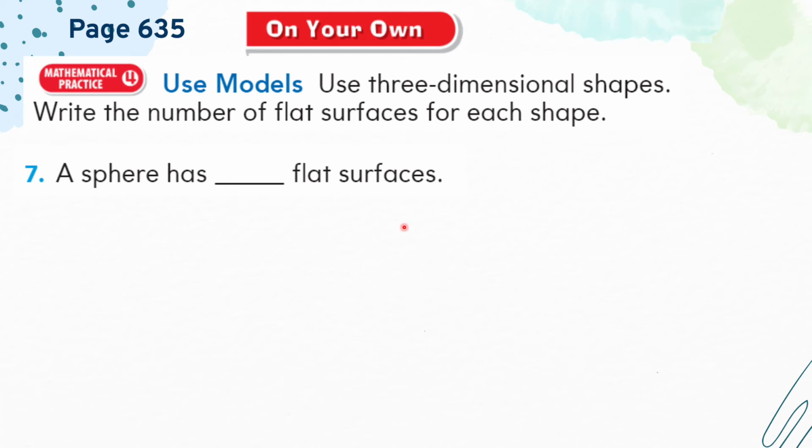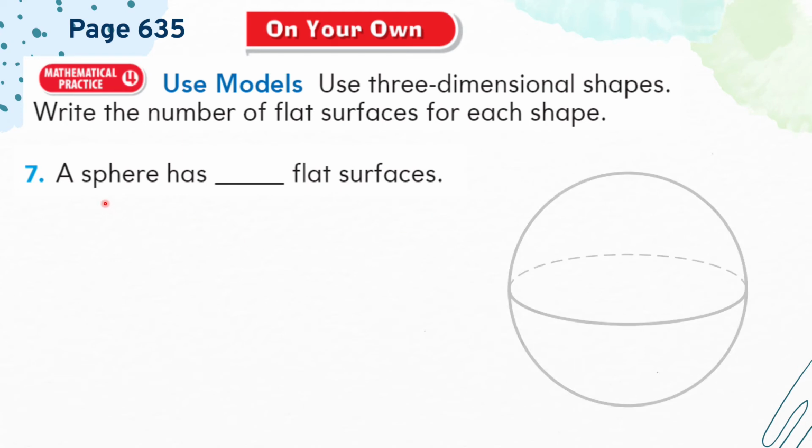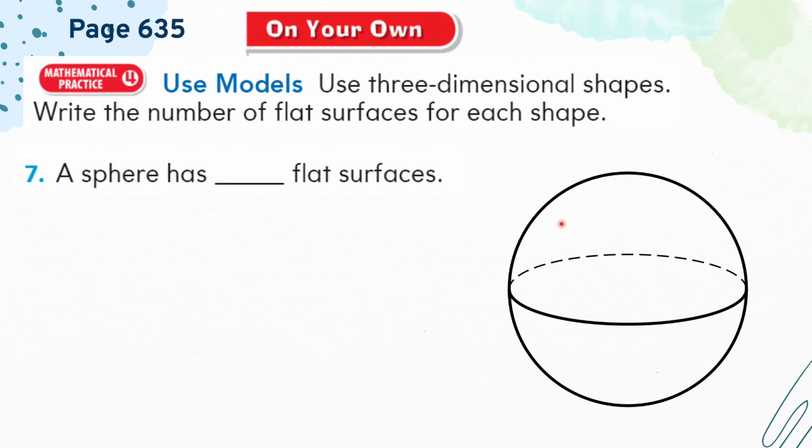Let's look at the other shape. Now we talk about a sphere. Let's look at the sphere. Now this is a sphere here. A sphere has dash flat surfaces. How many flat surfaces do you see in this sphere? I don't see any flat surface. I only see curved surfaces in this sphere. So I'm going to say a sphere has 0 flat surfaces because I don't spot any flat surface in this sphere.